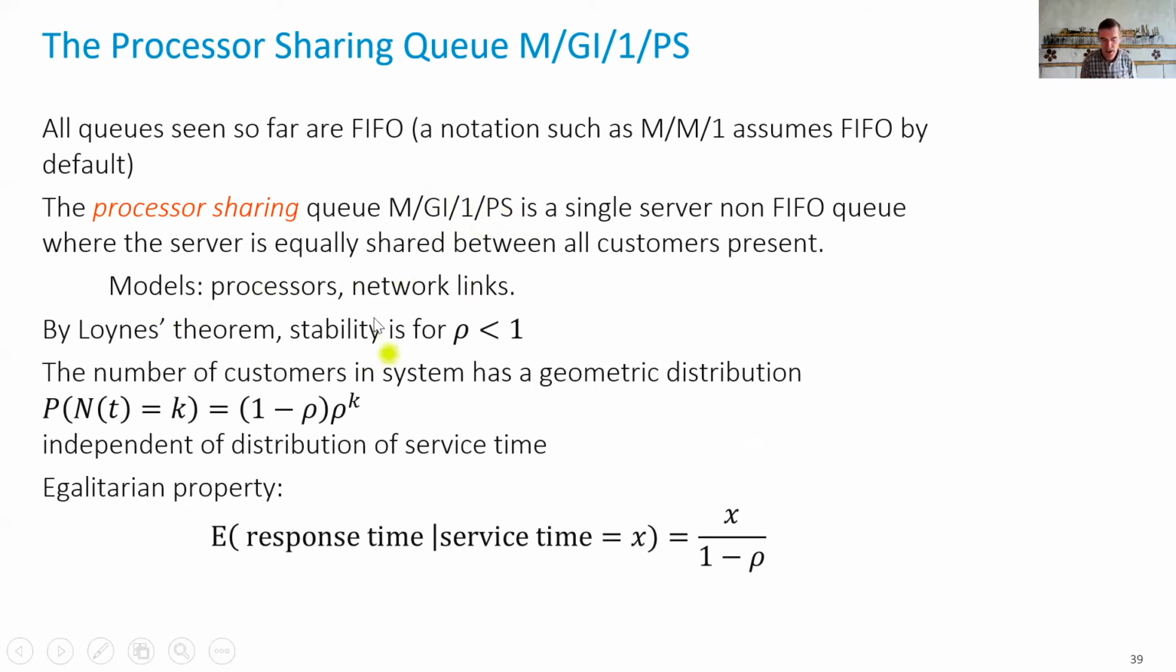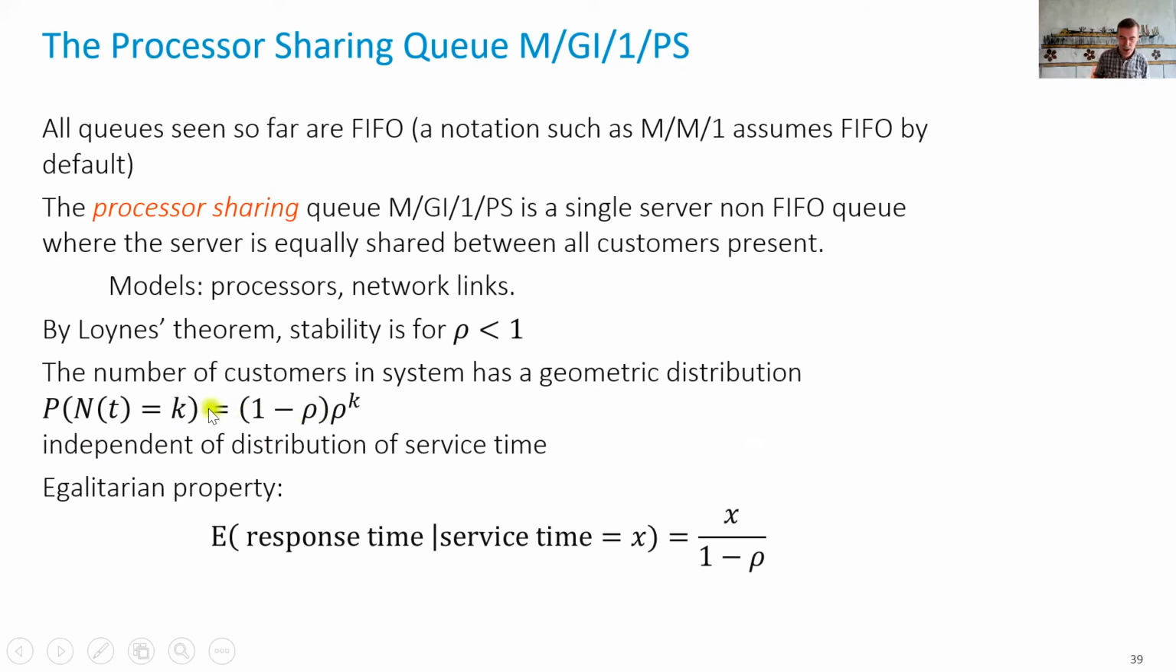Loynes' theorem applies whatever the discipline, so the stability condition is when rho is less than 1. But this system has completely different formulas that are very simple. In the stationary regime, the number of customers in the queue has this probability distribution, which is the same as for the M/M/1 queue. And the magic property is that you see here that it does not depend on anything else than rho, which depends only on the average service time. So this is an example of insensitivity.